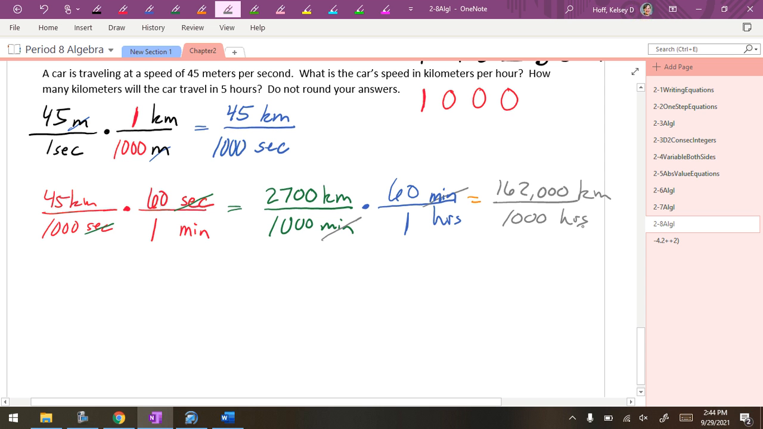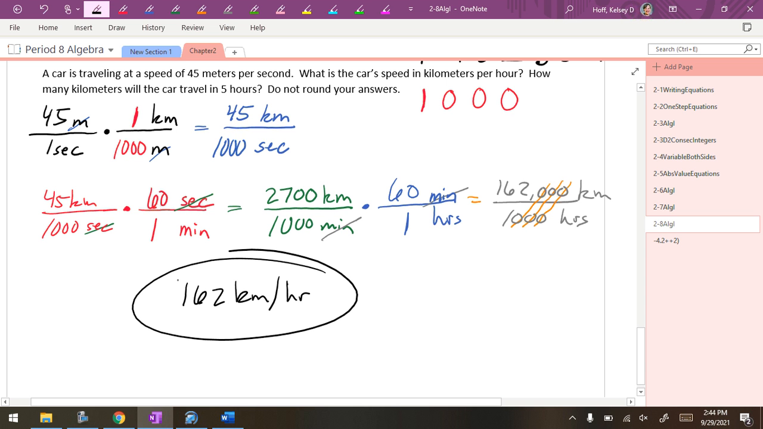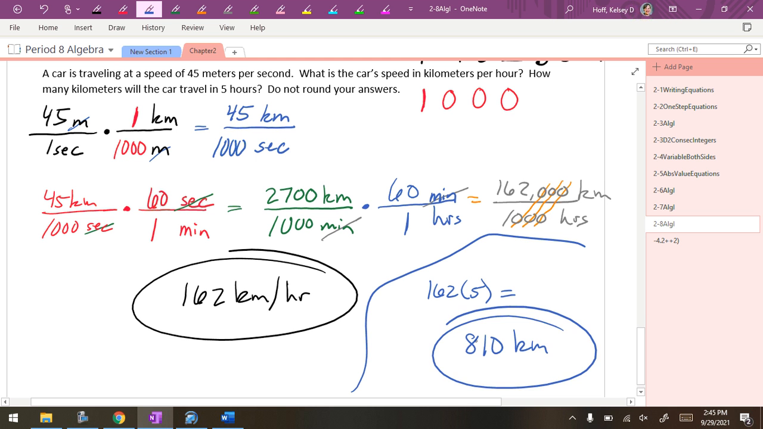Are we in the units they wanted? Now what's the last step I should do? Divide this. Actually, don't even use your calculator. Why? Your zeros cancel, yes? So really it's 162 kilometers per hour. And then it says, how many kilometers will it travel in 5 hours? What do we do? Take 162 times 5, 810 kilometers.